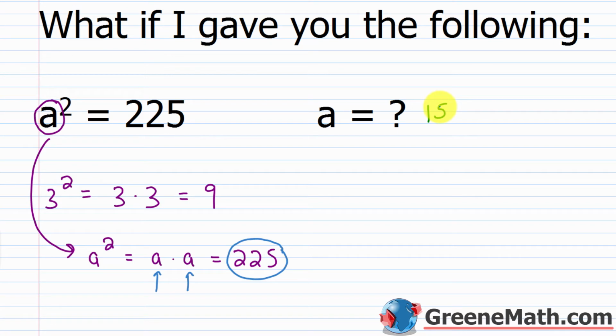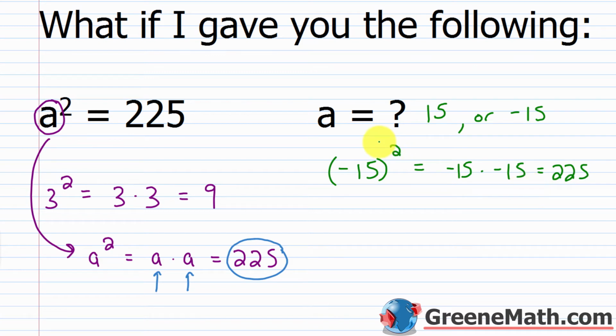Now some of you will be screaming at this point, well, what about negative 15? If I took negative 15 and I multiplied it by negative 15, I would also get 225. So you'd be correct there. So a could be 15, or it could also be negative 15, right? If I had negative 15 squared, this would be negative 15 times negative 15, which would also give me a positive 225. So when we think about square roots, we're going to think about a positive version and a negative version, and I'm going to show you the notation for that in a minute.